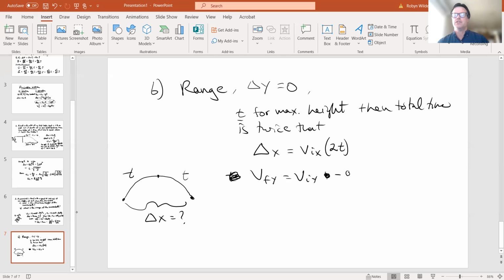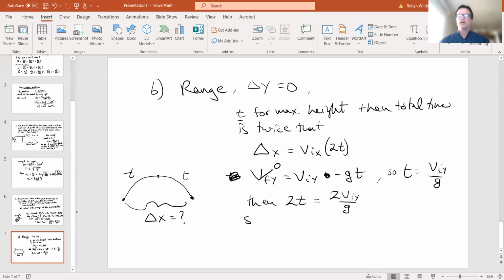Sorry, this should be a minus gt, right? My final velocity is 0. So t, just solving for t here, is v_iy over g. Then my total time, which is twice this, is 2 v_iy over g. So my delta x is just my v_ix times that total time.